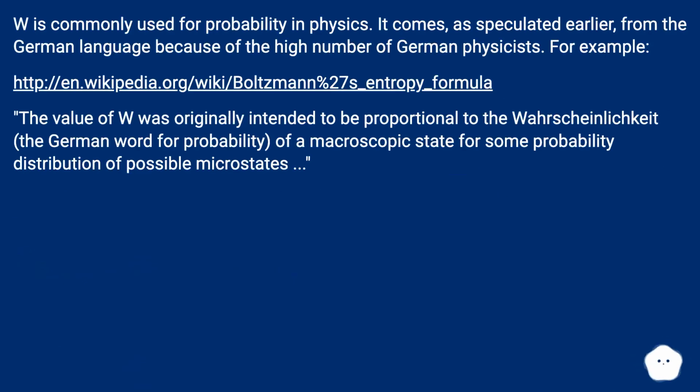W is commonly used for probability in physics. It comes, as speculated earlier, from the German language because of the high number of German physicists. For example, this URL: the value of W was originally intended to be proportional to the Wahrscheinlichkeit, the German word for probability, of a macroscopic state for some probability distribution of possible microstates.